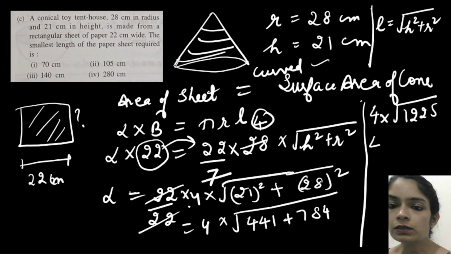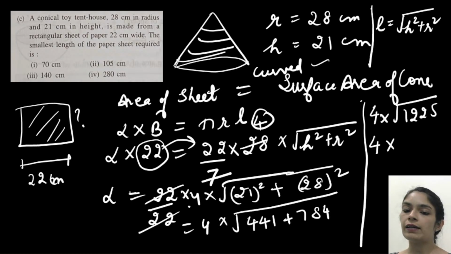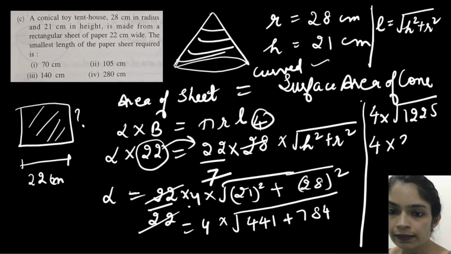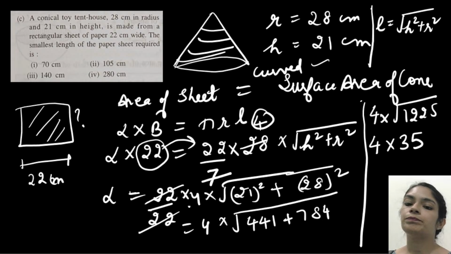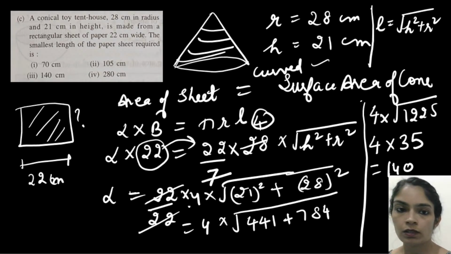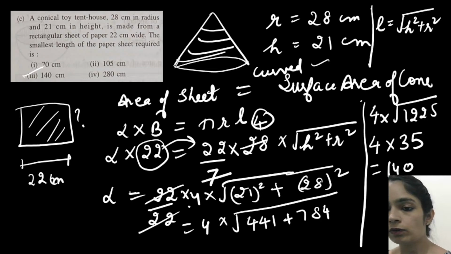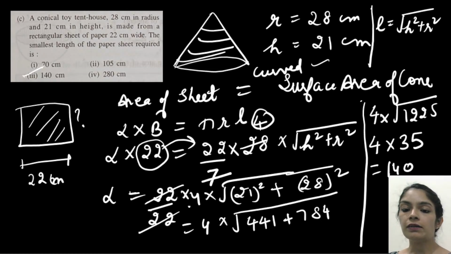1225. So what is the square root of 1225? I think this is 35. So 4 into 35 is 140. So 140 is the answer, which is the third option. When you find the square root of 1225, it is 35, and 4 into 35 is 140. So the third option is the answer, 140 centimeter.